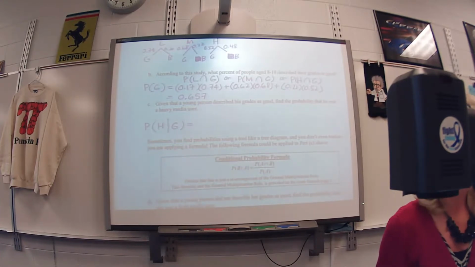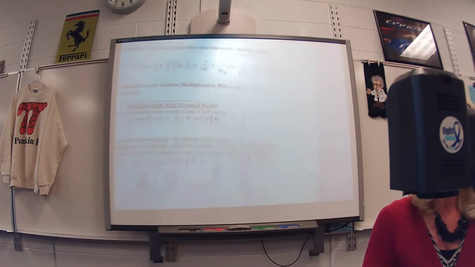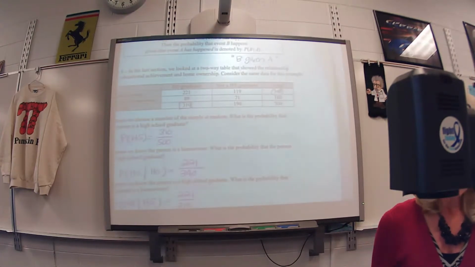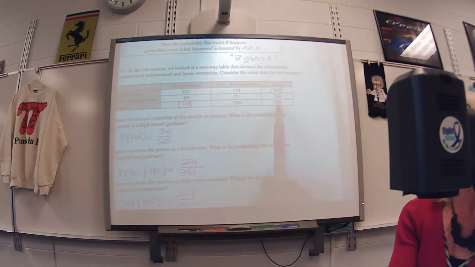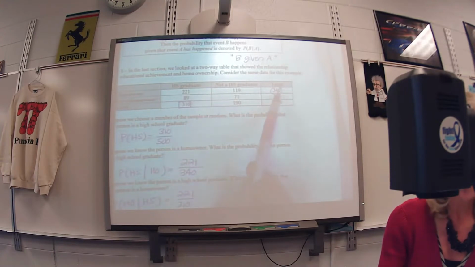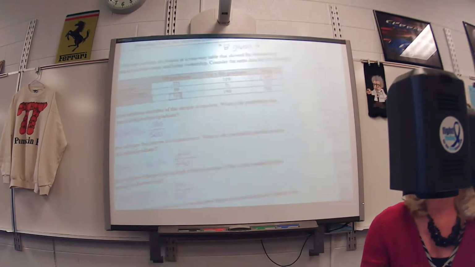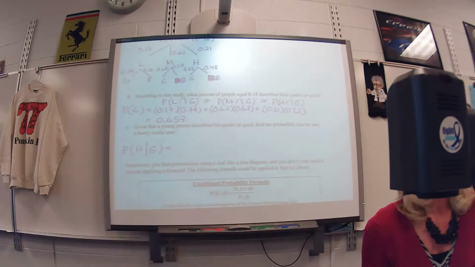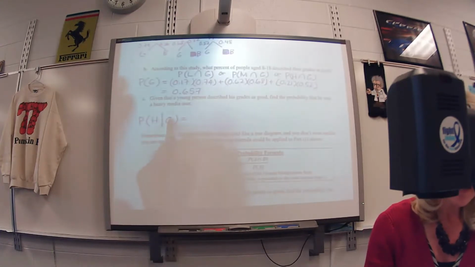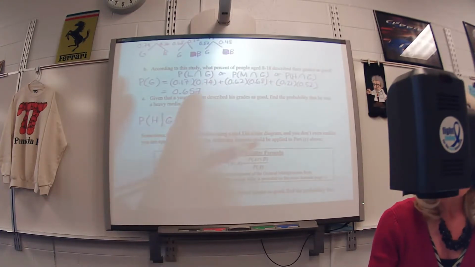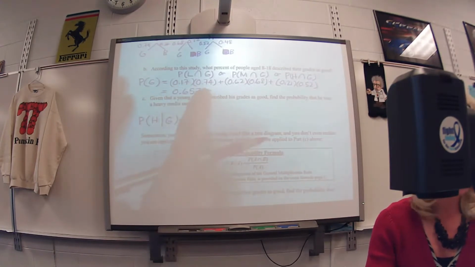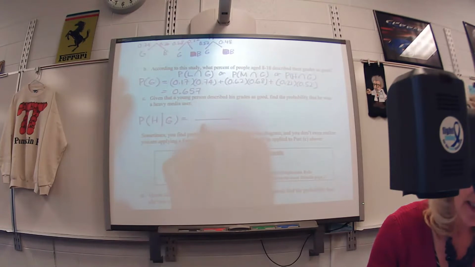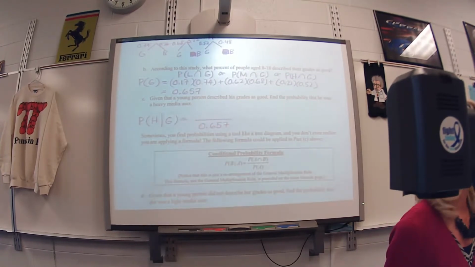entire group anymore. It's just like on the two-way table. When there was a given, I didn't use the 500. I used only the 340 or the 310 on this example. I don't want to use all 100 people. If I want the given, their grades are good, I only want to look at that 66%. That becomes my denominator. I only care about if your grades are good.